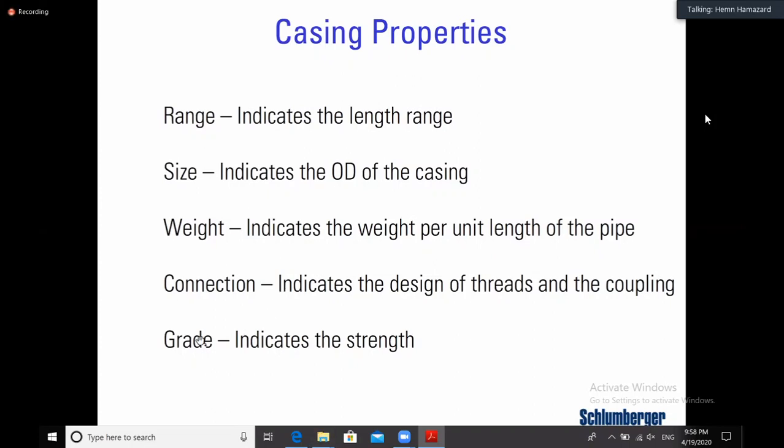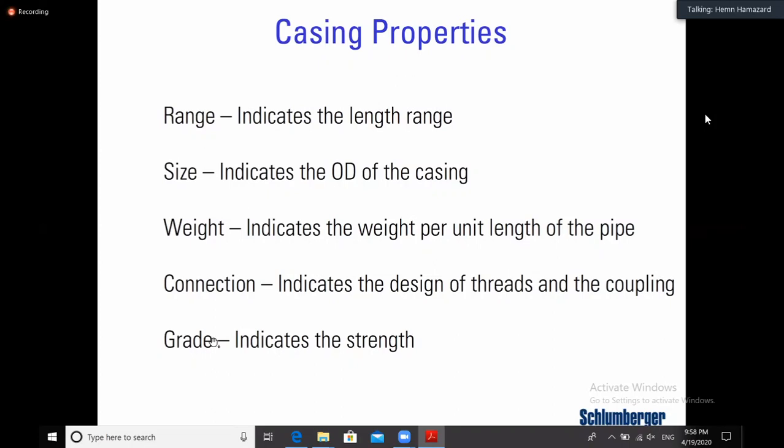And then also you have the grade. You have LAT, SAT, whatsoever, the grade of the casing. When someone tells you that casing is L80, that means the grade. The grade means the strength of the casing, of the material, what kind of material has been used to manufacture this casing. So that's what we mean by grade.